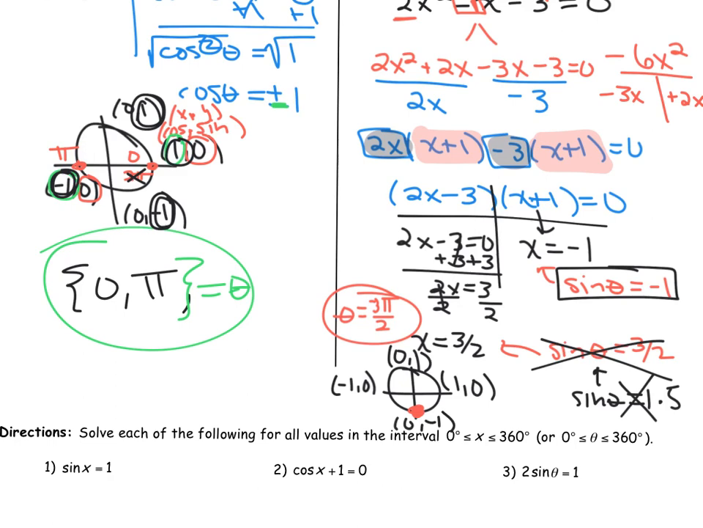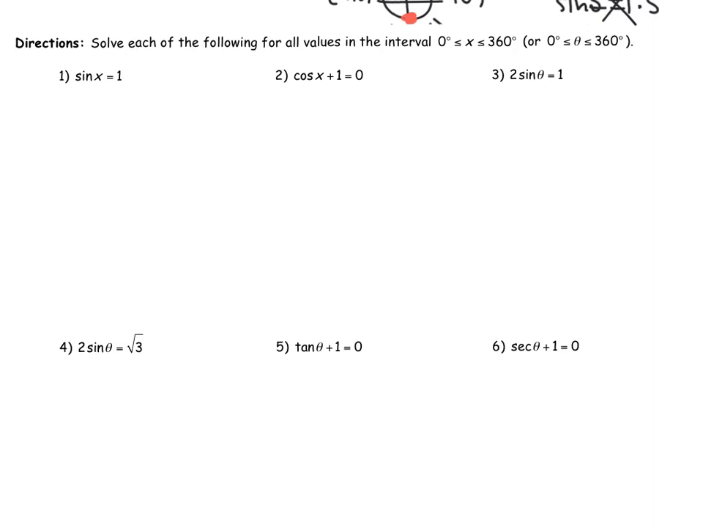Just get more practice with this stuff. We're just solving trig equations. All right, so let's look at some more basic one-step equations here. These actually I think you guys will find to be a little bit easier. So I'm looking to solve each of the following for the values in the interval from 0 to 360, and we're going to be using degrees now. So I would switch your calculator now to degree mode.